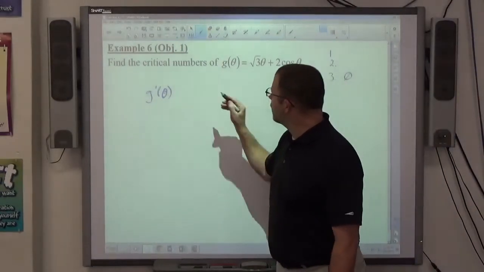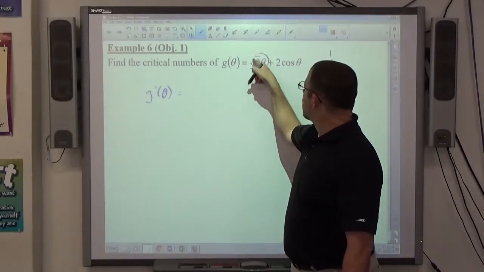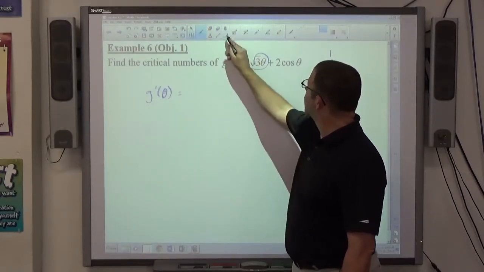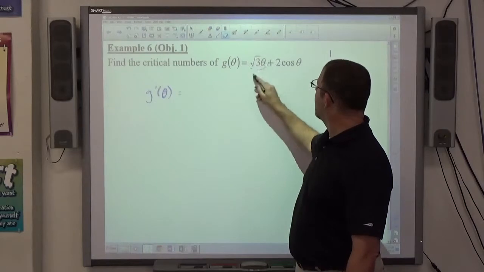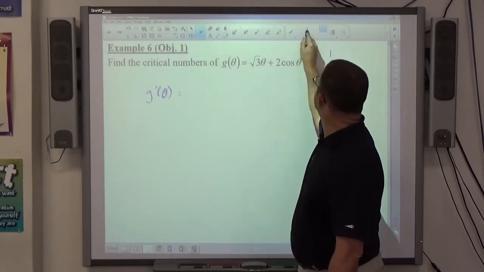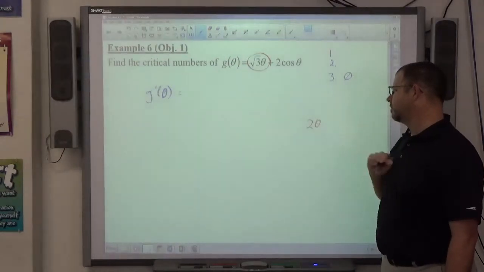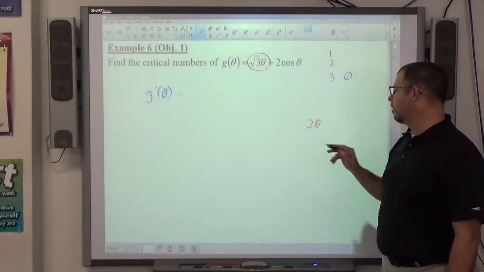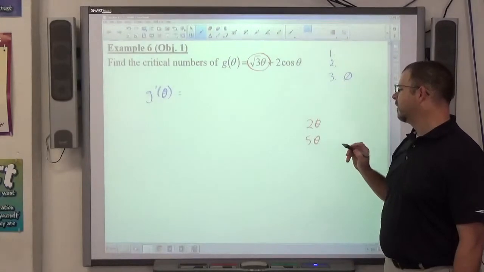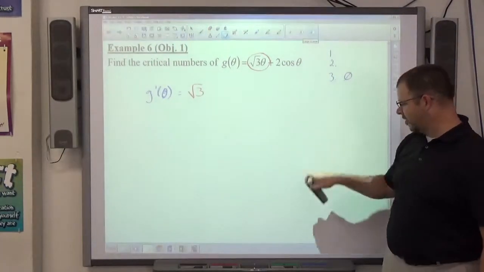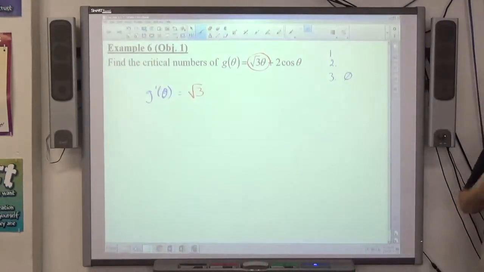All right, g prime is going to be, for this term, what? It's really, really easy. It's easier than that. What would the derivative of 2 theta be? 2. What's the derivative of 5 theta? 5. So square root of 3, right? Square root of 3 is a number. Just because you see a square root doesn't make it not a number.